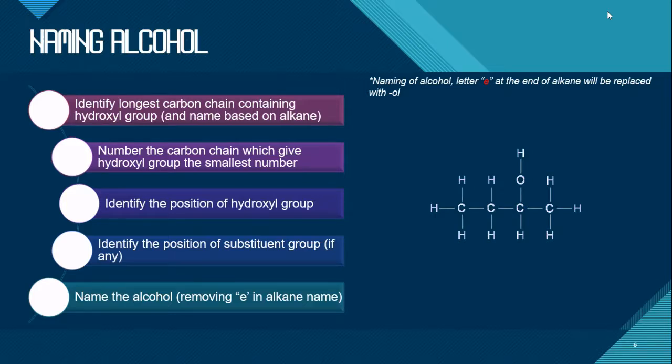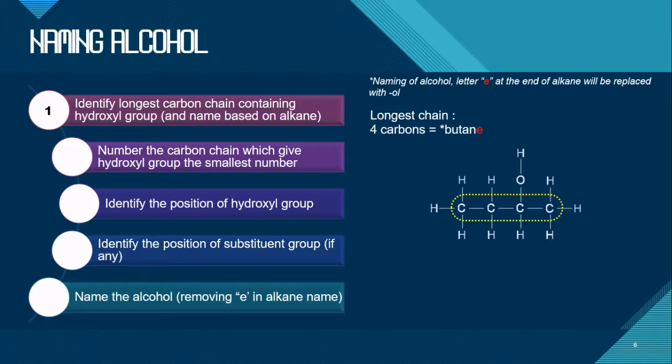The first step when you are given any molecular structure is to identify the longest carbon chain. When you identify the carbon chain, you can name it based on the alkane. If you can see over here, we have a molecule where the carbon chain consists of 4 carbons. If you name it based on alkane, the name should be butane, but this one is not butane, as you know.